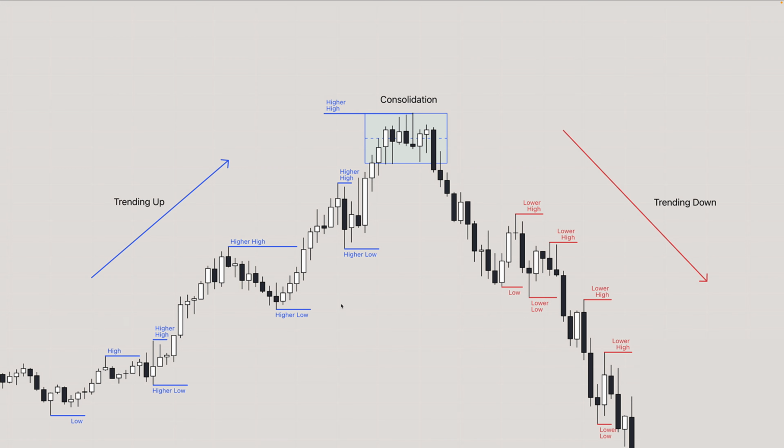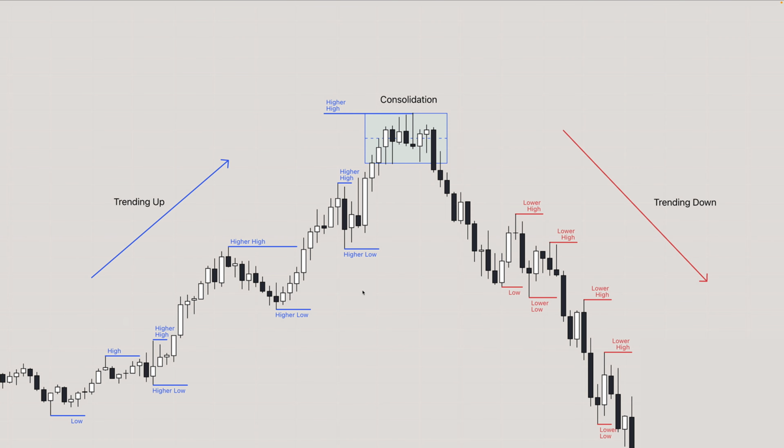The other thing I want to call out is if you want to determine whether price is, for instance, in a trend up, you are looking for higher lows and higher highs. And if we're trending down, we are looking for lower lows and lower highs.